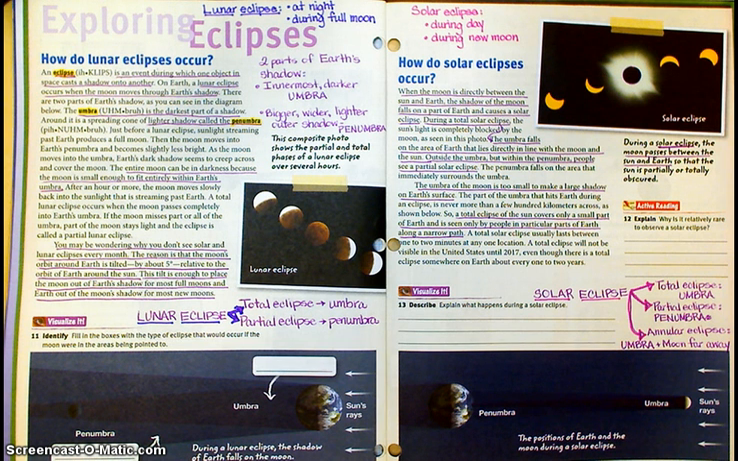Over here, in regards to lunar eclipses, at the top, I reminded you that a lunar eclipse will occur at night and has to occur during a full moon. Down here, I reminded you that for a total lunar eclipse, the moon is going to have to pass into the umbra of the Earth, the central dark portion of the Earth's shadow. For a partial lunar eclipse, the moon is going to pass through the penumbra.